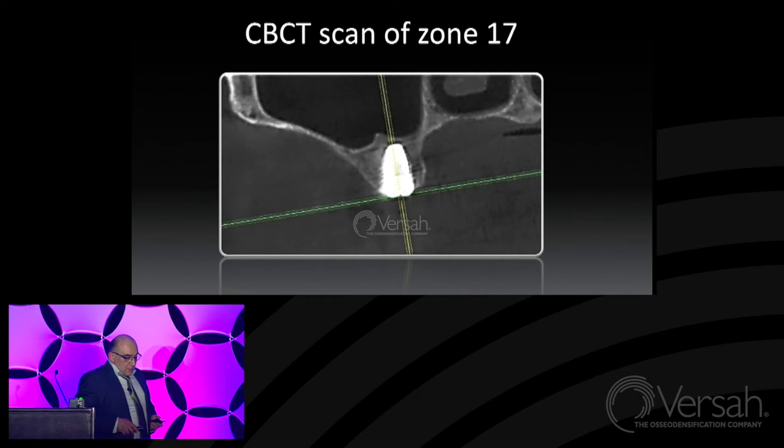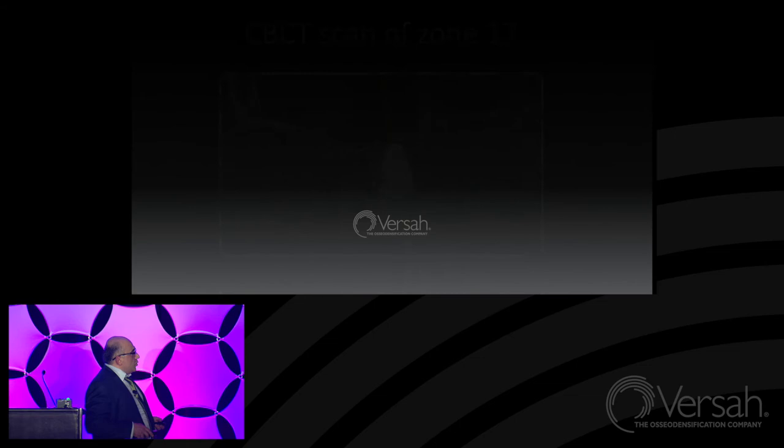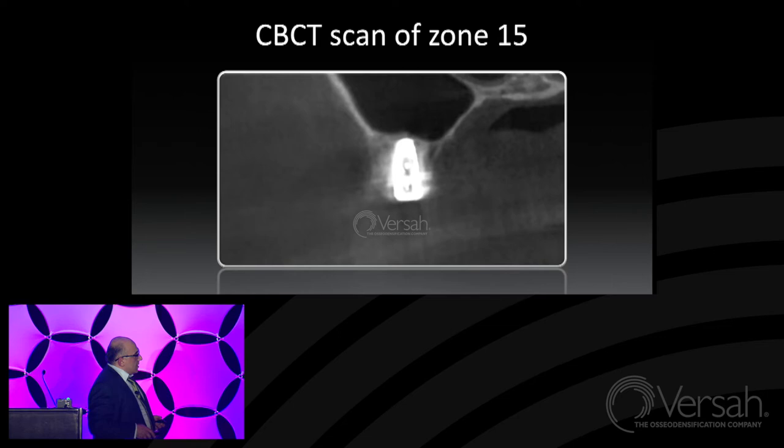And we make CBCT scans for all these three implants. Look at this part. This is the zone of the second molar. We have enough bone surrounding the implant at the top of the implant, and fair enough bone around the implant. This is the zone of the second premolar, the same. Look at this. This is the vestibular bone.